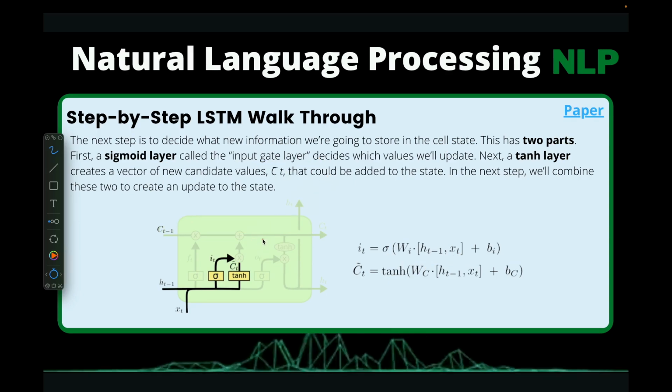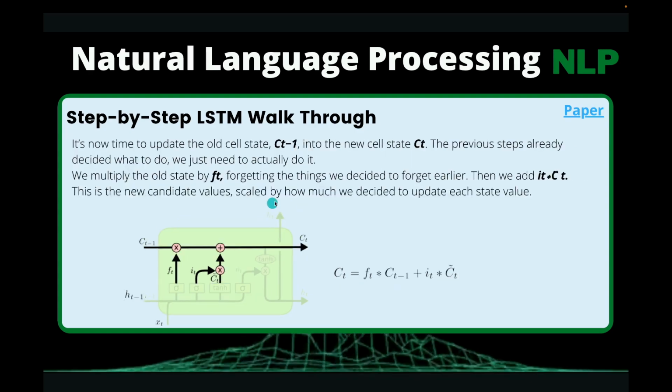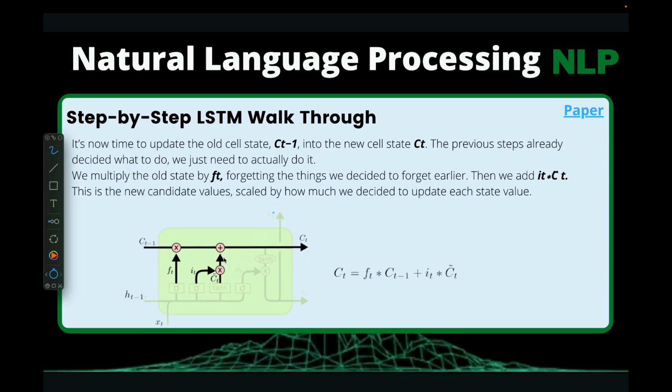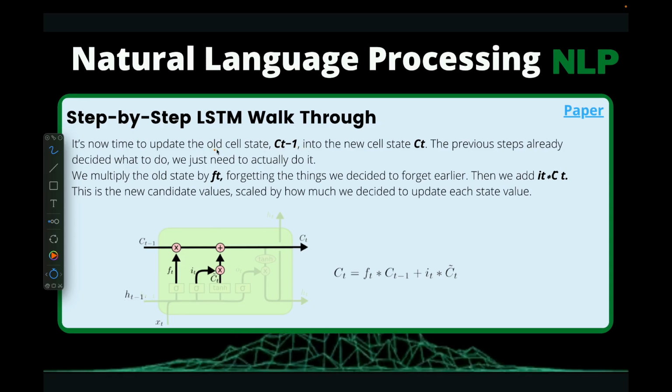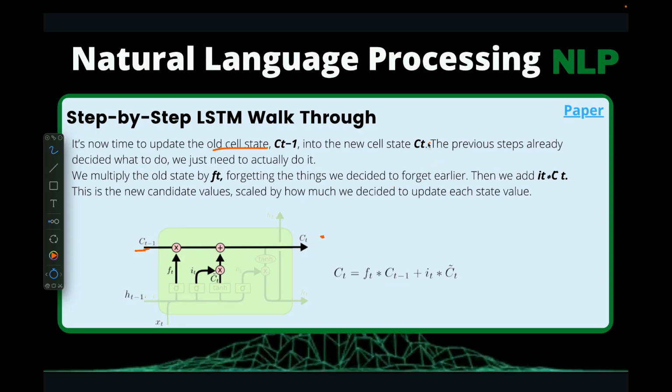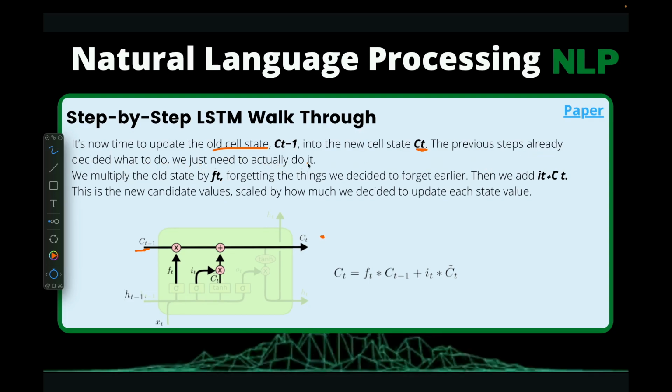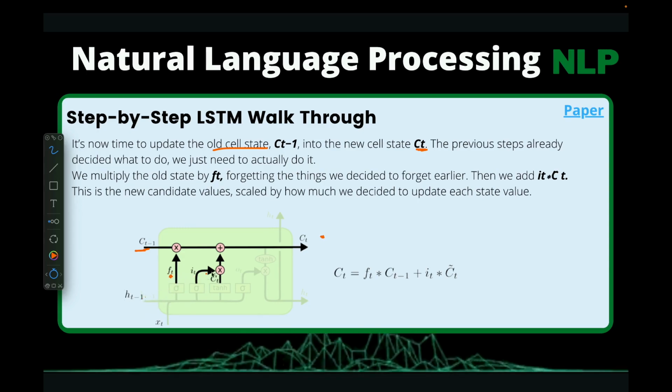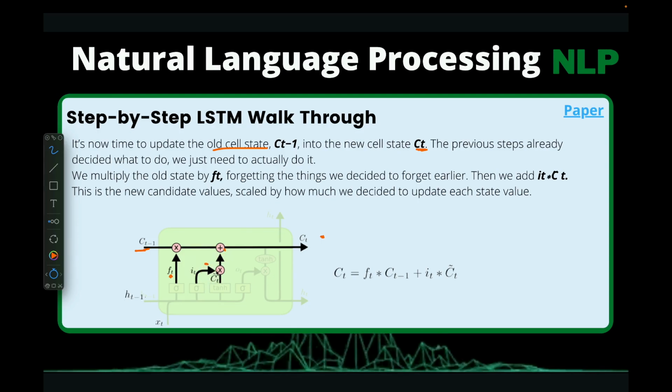Okay, all right. Now, once that part is done, we come to this second part. It's now time to update the old cell state, because we have the old cell state, which is Ct-1. We need to update it so that we will get the new cell state, which is Ct. Now, the previous steps already decided what to do. We just need to actually do it. Previously we decided which old information to retain, and which new information we are also going to put in the cell state. So we just need to update it.